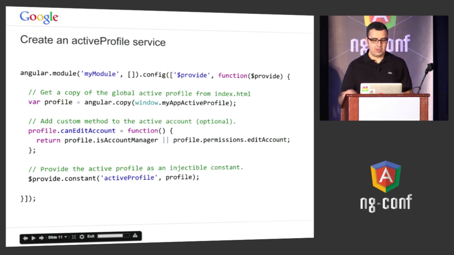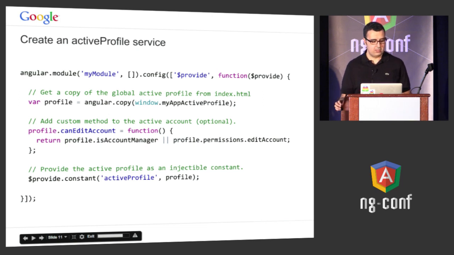So we have an Angular module that contains all the logic for it, which is pretty simple. We just make a copy of the global variable to make sure that the user can't futz around with it later. We can add functionality on top of it. So for example, I can later on say active user can edit account, and that would be a function that would tell me if the user can edit the account. And then finally, we provide it as a constant.